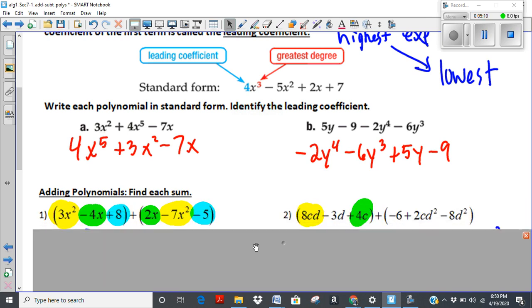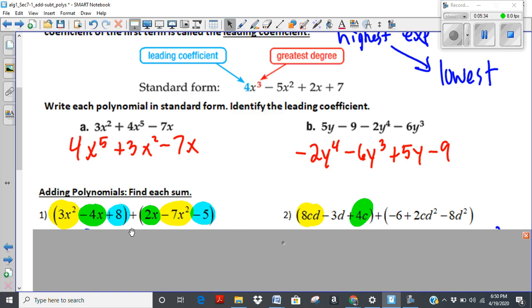All right. So number one, you've got 1, 2, 3 terms. This is a trinomial. So you want to combine the terms that look the same, same variables and same exponents. You'll notice in this case, I've color-coded it for you to help you out to start. So our x squareds will go together first.